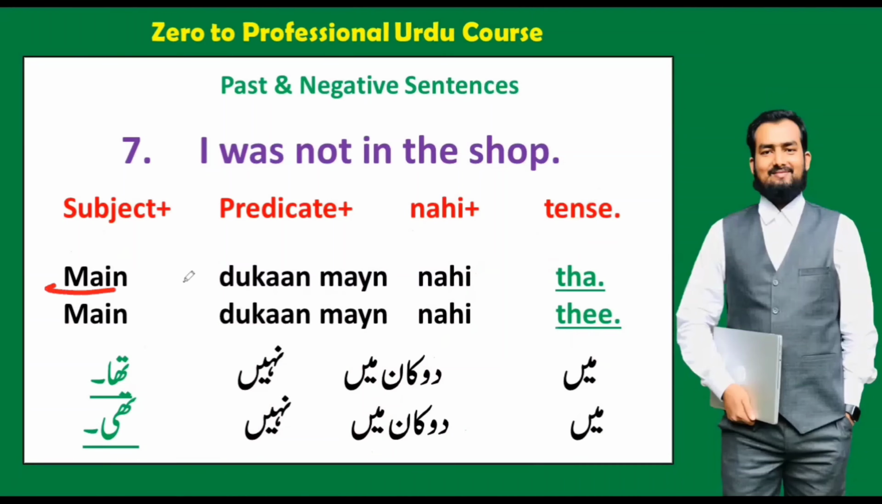So in the first sentence we have used मैं नहीं था because you are male, and if there is a female she will say मैं दुकान में नहीं थी. She will say थी. Okay guys, so I was not in the shop. As a male in Urdu we will say मैं दुकान में नहीं था, and as a female you will say मैं दुकान में नहीं थी. Okay, था for male and थी for female.